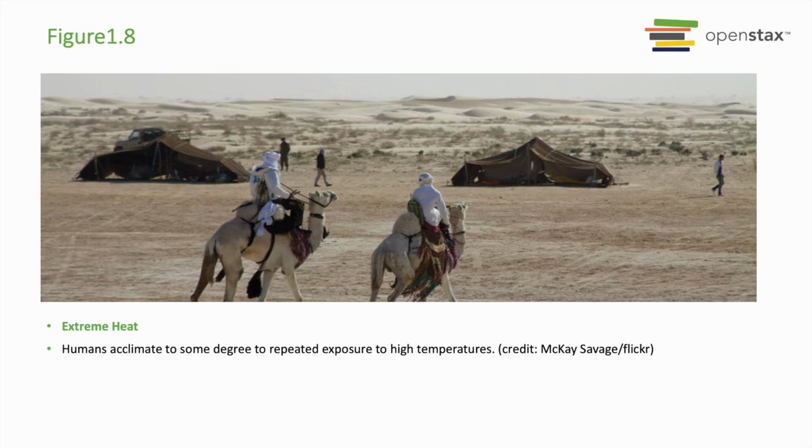Figure 1.8. Extreme heat. Humans acclimate to some degree to repeated exposure to high temperatures. Credit: McKay Savage/Flickr. This photo shows two white-clad men riding camels through a sparse desert. Two canvas tents are visible in the background.